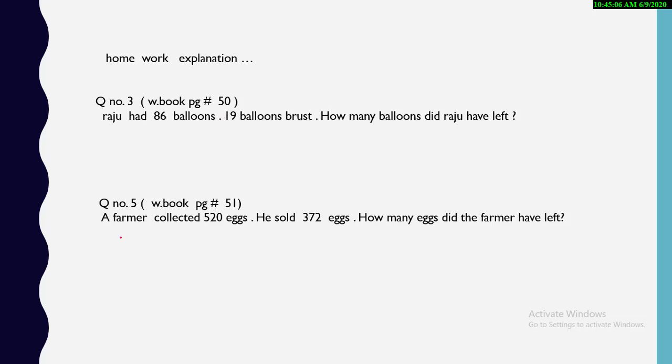Okay, the next word problem is on page number 51. Question 5. A farmer collected 520 eggs. He sold 372 eggs. Okay, the total number of eggs is given. He has this total of eggs, and these are the eggs that are sold out. How many does he have left? So what we are going to do in this, I'm sure that you guys know, and these two word problems are a bit familiar with each other. They both have the same strategy. You will write down the number sentence and then the ending sentence.